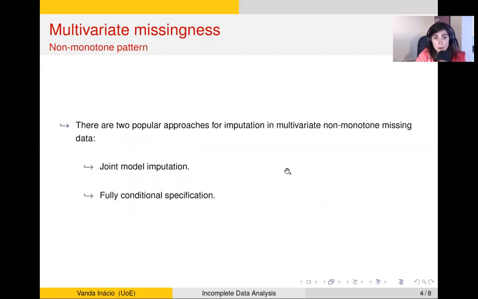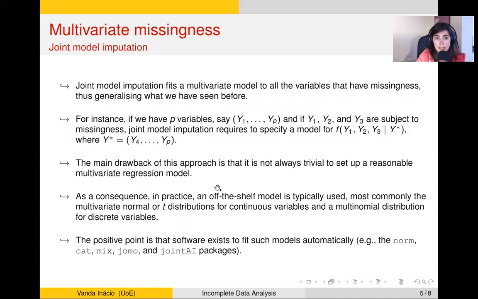When we do not have a monotone pattern, there are two popular approaches: joint model imputation and fully conditional specification. Let us look at each of them separately, and let us start with joint model imputation. In joint model imputation, what we do is fit a multivariate model to all the variables that have missing values, so it's kind of a generalization of what we have done before.